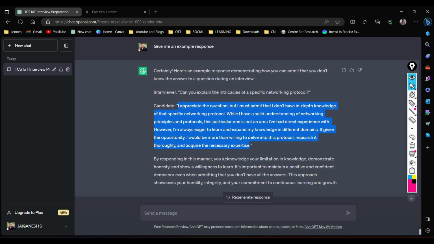While I have a solid understanding of networking principles and protocols, this particular one is not an area I have direct experience with. That is a polished way of saying I don't know about the specific protocol you are asking for. You are admitting that you don't know the answer for this protocol, whereas you have a strong foundation in networking, so it gets balanced out. However, I am always eager to learn and expand my knowledge in different domains. Given the opportunity, I will be more than willing to dive into this protocol, research it thoroughly, and acquire the necessary expertise. This is how you can respond to such a question.